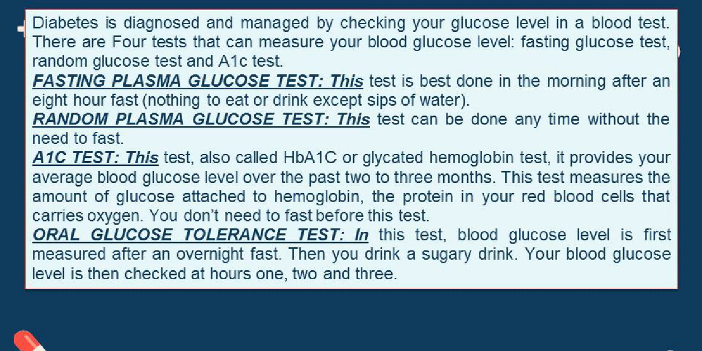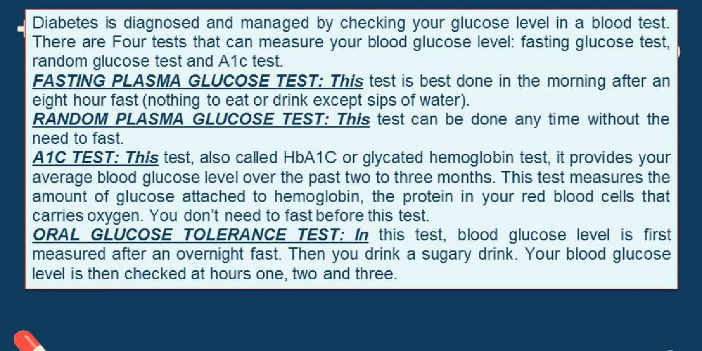In the fasting glucose test, the patient needs to omit eating and fast for about 8 hours at night. After that, this test is done in the morning time. The patient can take sips of water only. A plasma glucose range of 126 mg/dL or above shows the presence of diabetes. The random plasma glucose test can be done anytime, without the need to fast.